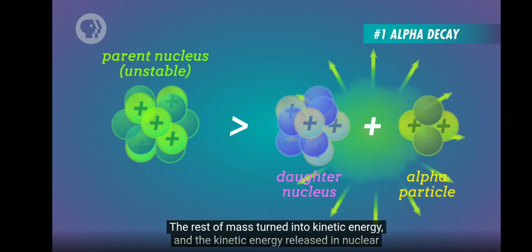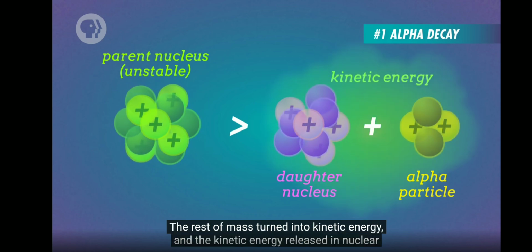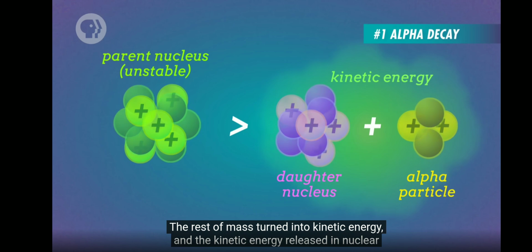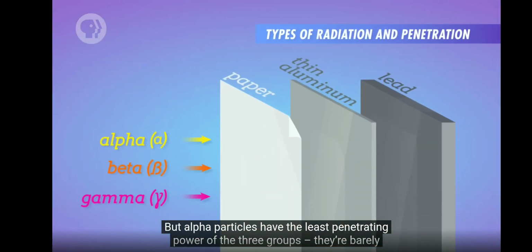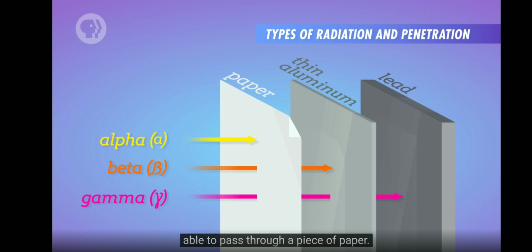parent nucleus has. The rest of the mass turned into kinetic energy, and the kinetic energy released in nuclear reactions is what's used to generate nuclear power. But alpha particles have the least penetrating power of the 3 groups. They're barely able to pass through a piece of paper.